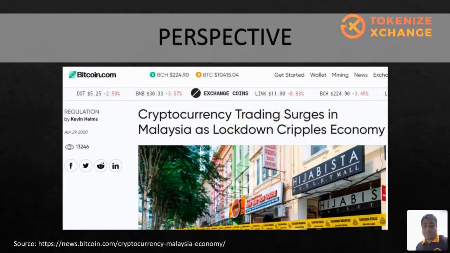This is one perspective during the lockdown. Cryptocurrency trading surged in Malaysia as lockdown cripples the economy. This is a record of data on a regulated platform. I'm not talking about unregulated platforms, or any platform away from Malaysia, but what is regulated in Malaysia. We have some data showing that trading accounts have been increasing ever since we got regulated back in April, and the lockdown also boosted trading account openings. So people are embracing the approval of digital assets on a regulated platform.